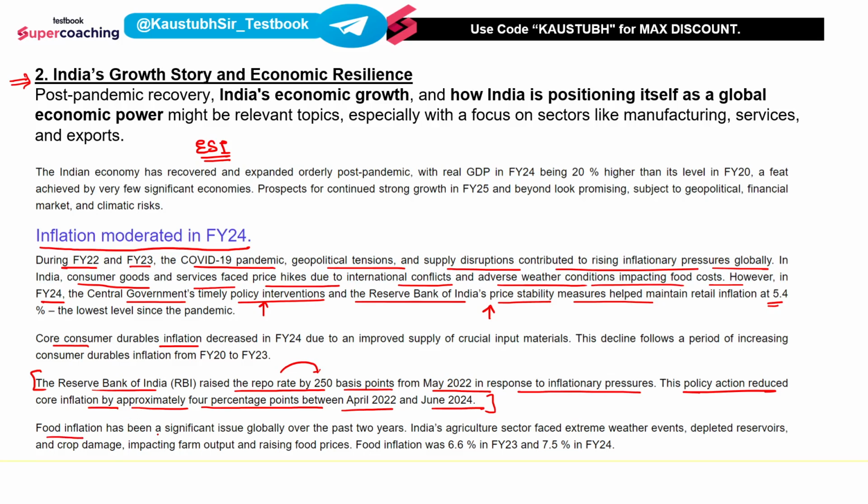Then food inflation also is being talked about, has been a significant issue globally over the past 2 years. India's agriculture sector faced extreme weather events, depleted reservoirs, crop damage. So you can talk about agriculture as well. If at all there is an essay asked on the agriculture or the present scenario of agriculture and monsoon, right, and all those things.